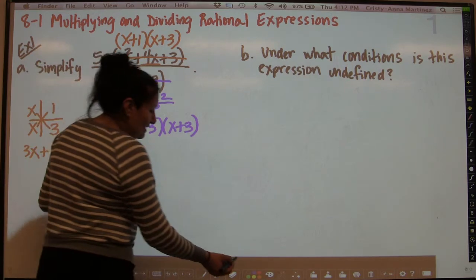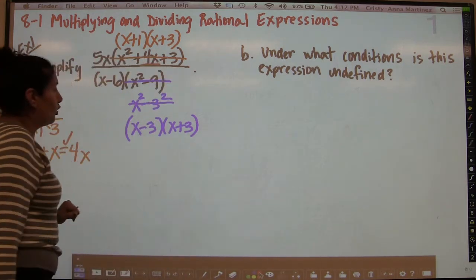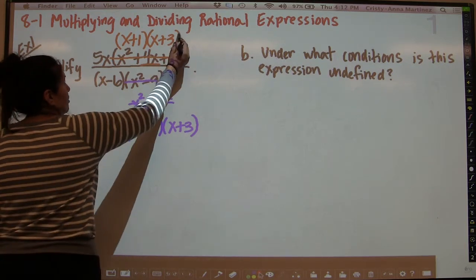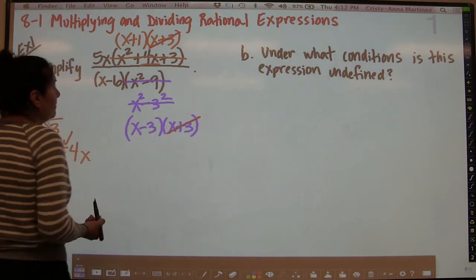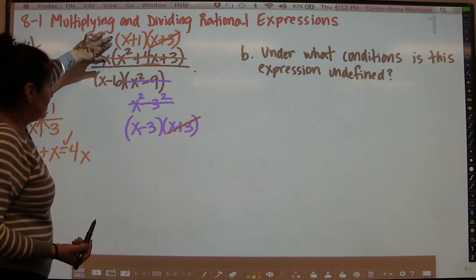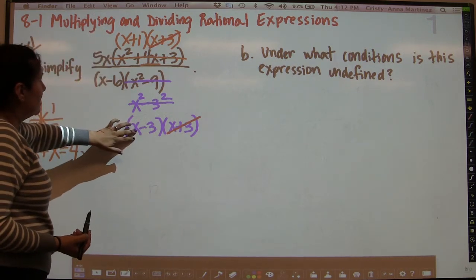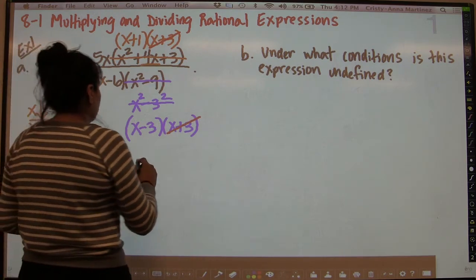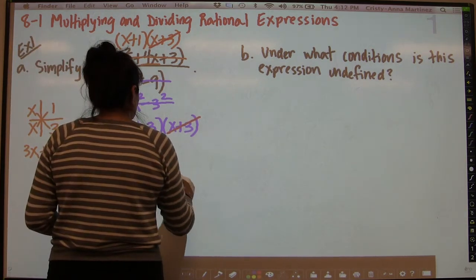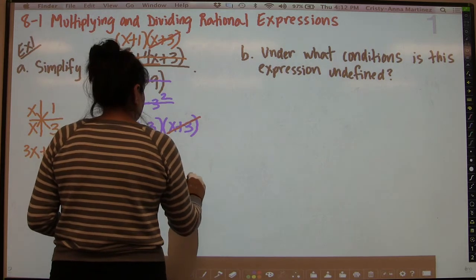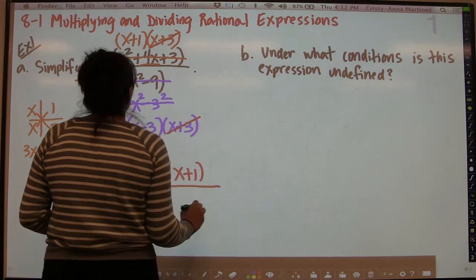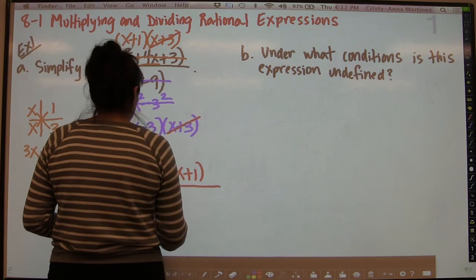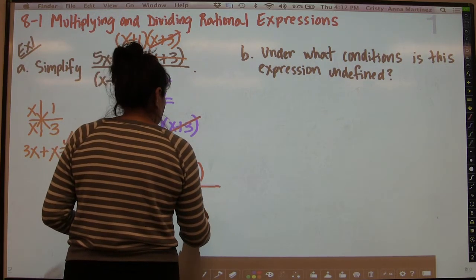And generally, as I said earlier, you're going to have factors that are common on both top and bottom, and they're going to cancel. For example, the x plus 3 on top cancels the x plus 3 at the bottom. The x plus 1 on top doesn't cancel with either of these, and the 5x doesn't cancel. So our simplified version would be the 5x and the x plus 1 on top, and on the bottom you would have the x minus 6 and the x minus 3, just like so.